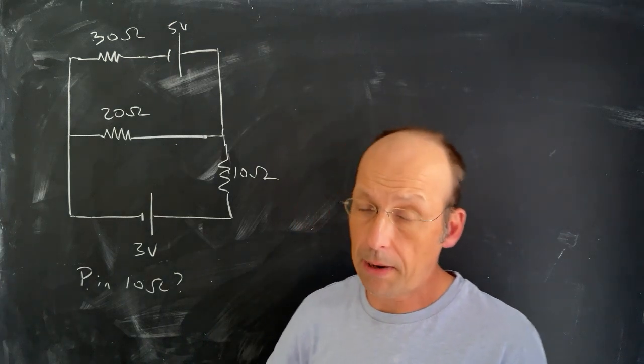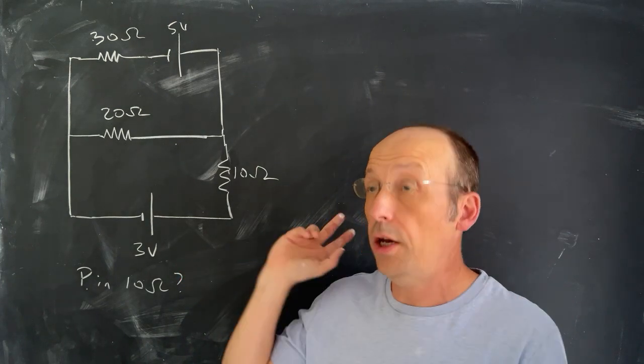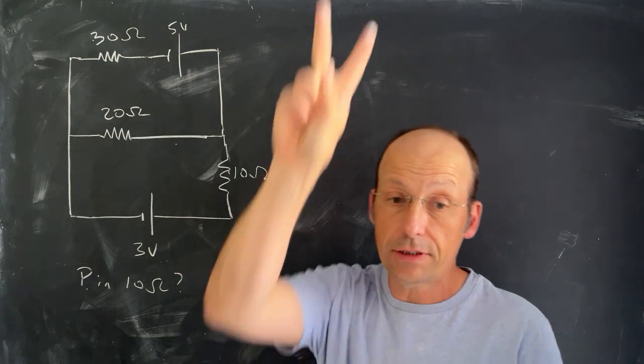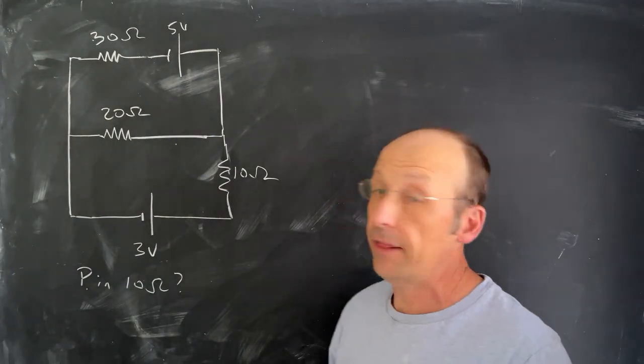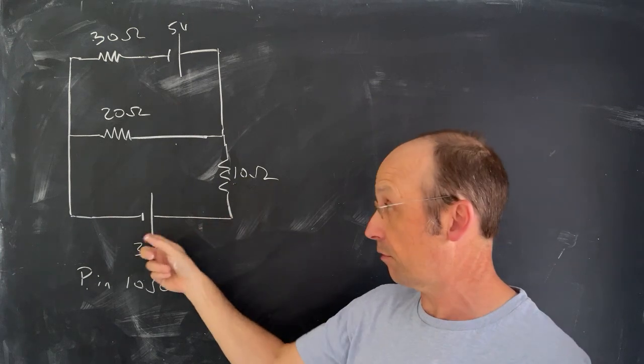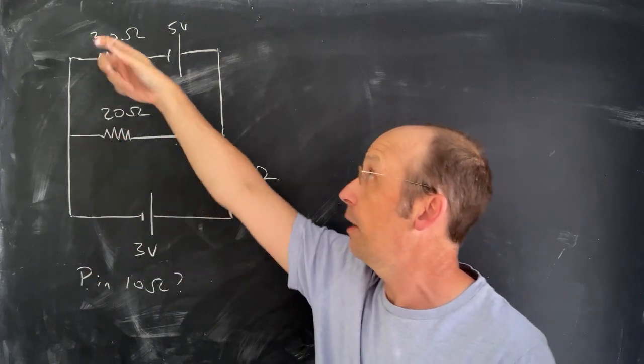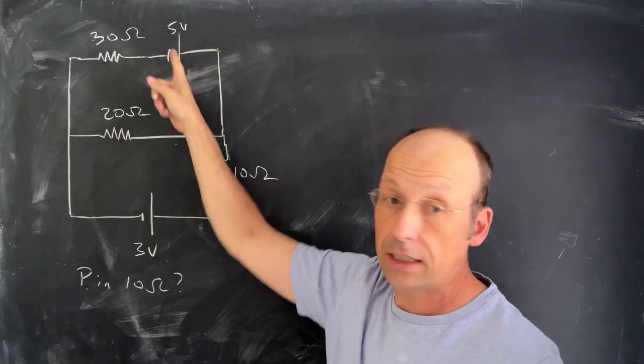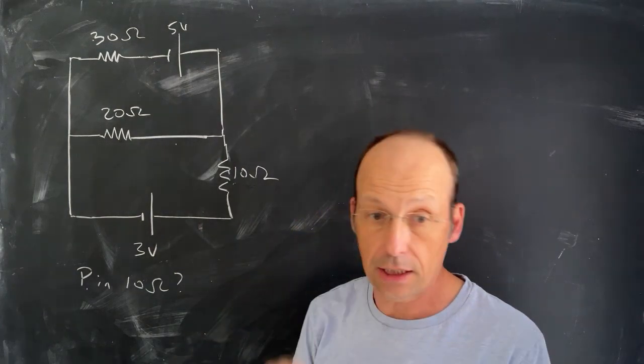Practice circuits problem, I just made this one up. So here we have 3 resistors and 2 batteries. And the question is, what's the power dissipated in this 10 ohm resistor? So 3 volt battery, 20 ohm, 30 ohm. Notice the orientation of the batteries. Let's just get to it.